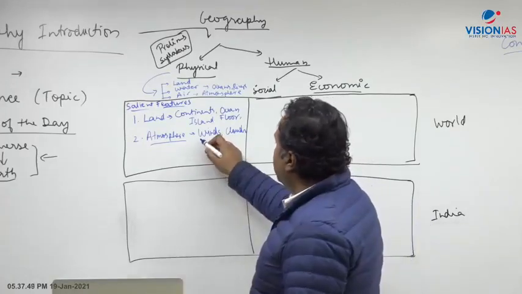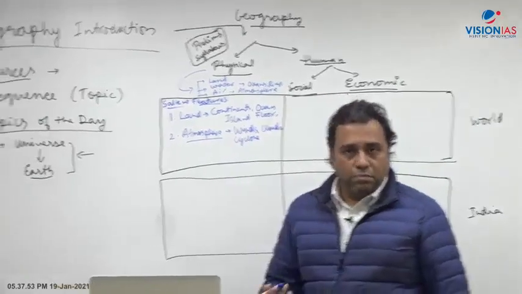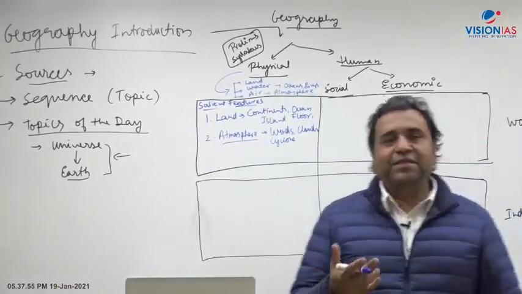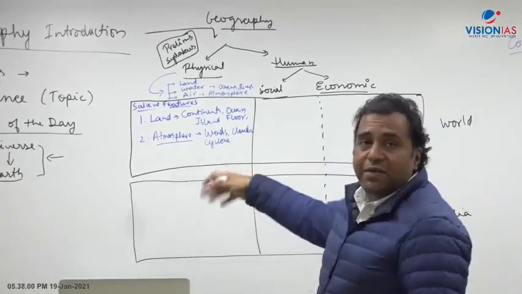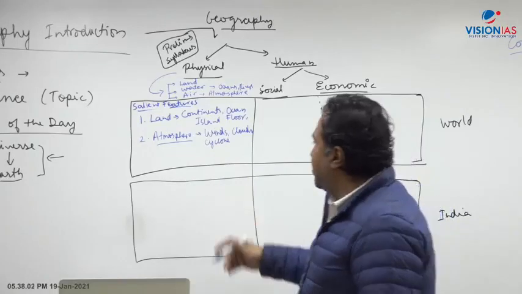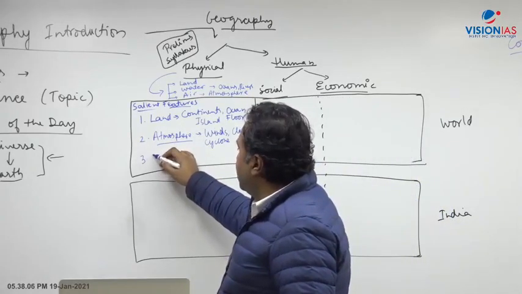So I can write cyclone. Even that is a phenomena of the atmosphere, which we get to see. So these are the phenomena, salient features. These are like the salient, and not only these, there are many, right? So just an introduction. Then the third one, the water bodies.